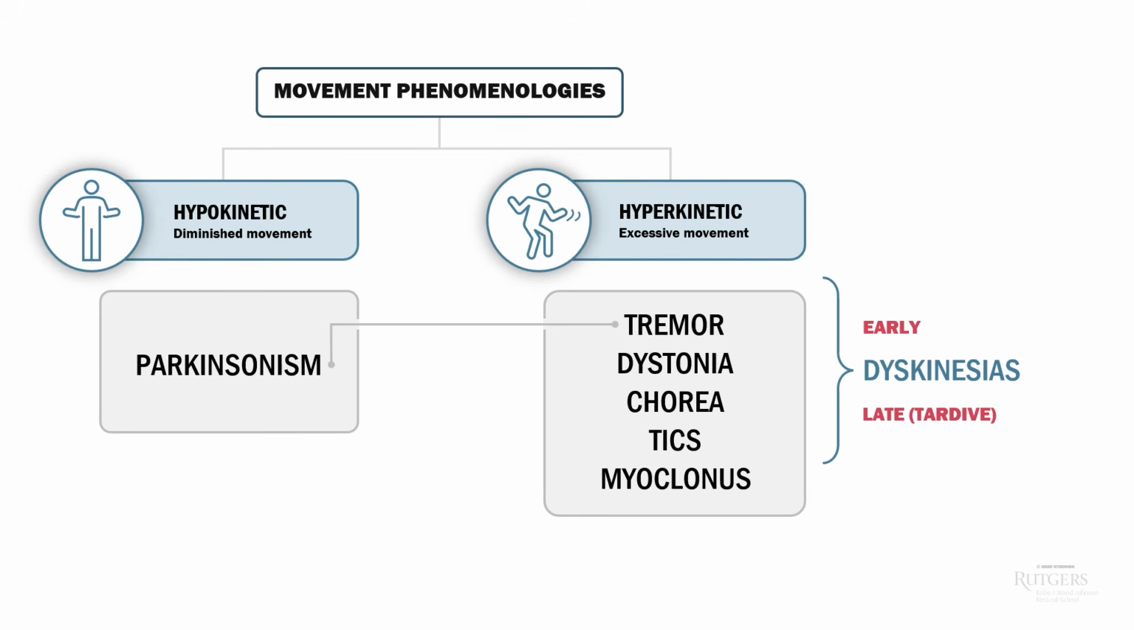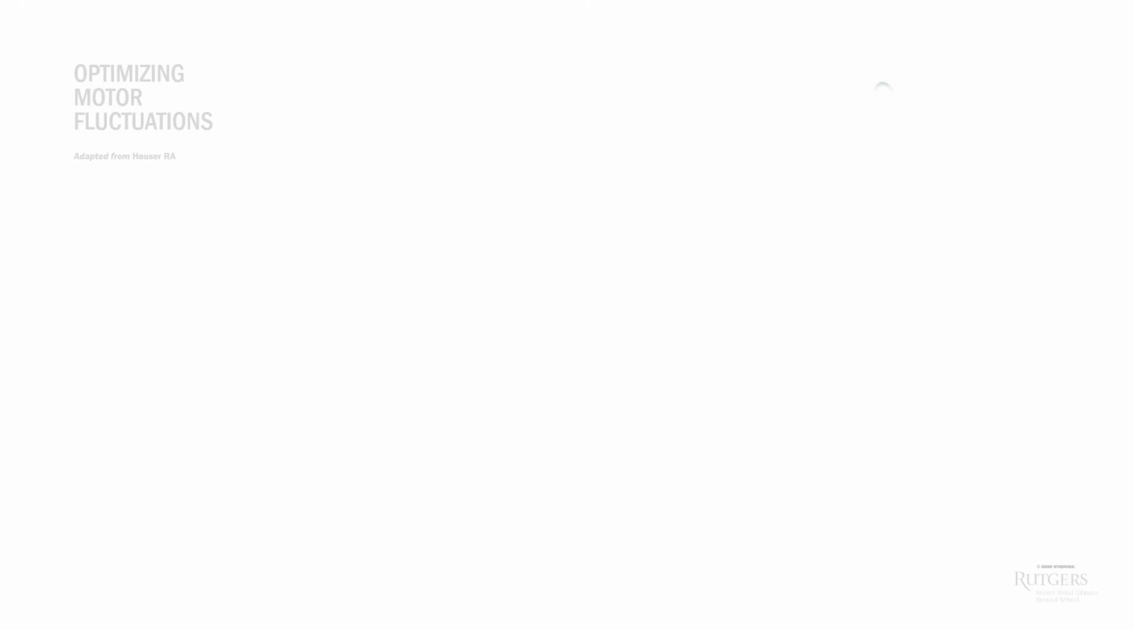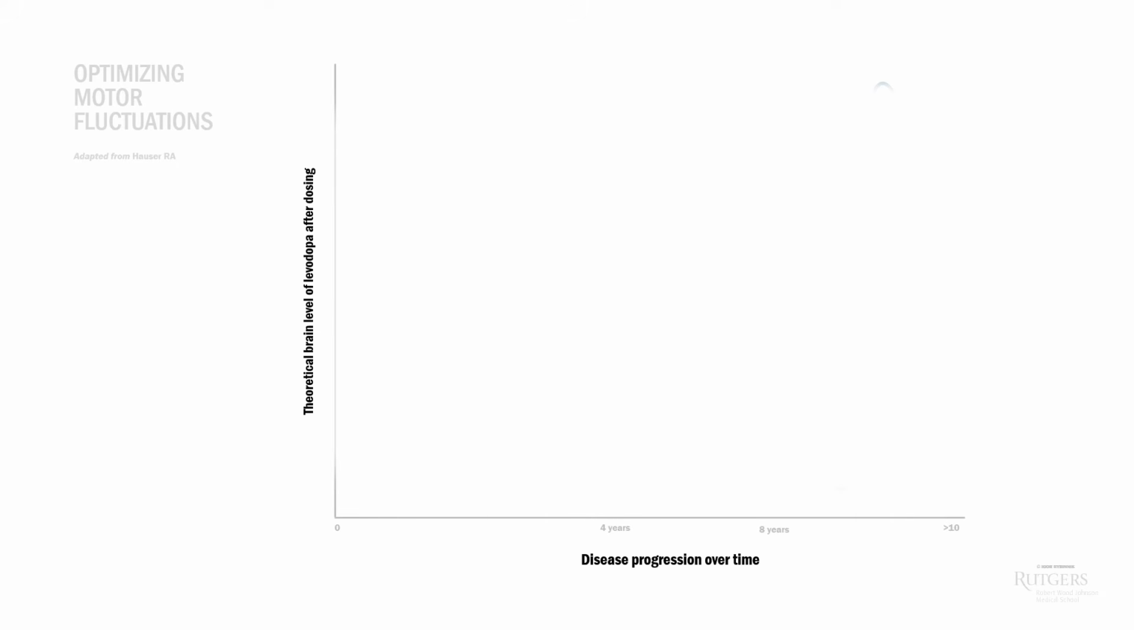So, dopamine replacement is not without its challenges. On this illustration, theoretical brain level of levodopa on the y-axis is graphed versus time measured in years on the x-axis. Imagine snapshots in time where the same patient keeps taking levodopa.